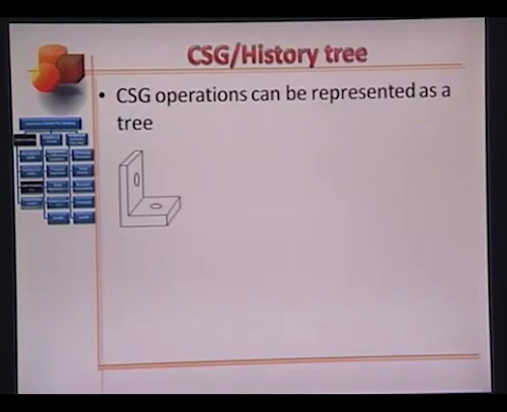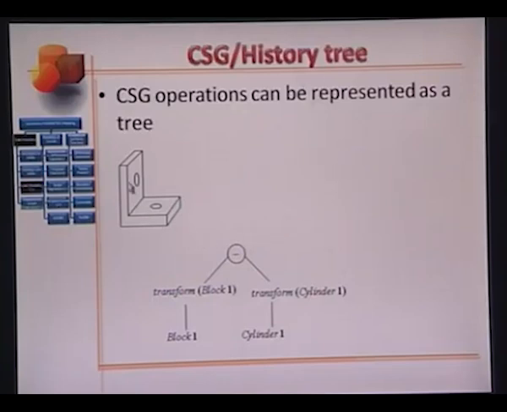Let's take a look at a slightly different example. This is an L bracket with 2 through holes. We'll start with block 1. We'll transform it. We'll take cylinder 1. We'll transform it. And we'll perform a subtraction operation.